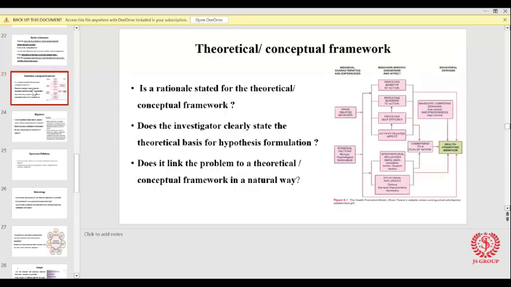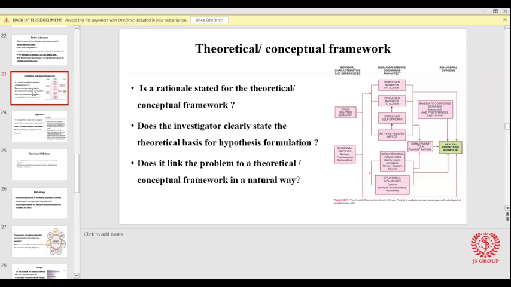Next, theoretical and conceptual framework. We all know theoretical and conceptual framework means we will take one theory, we will adapt some theory. It may be a nursing theory or social theory or psychological theory. That theory should be relevant to our research problem. That theory will have some interrelated concepts. We have to connect them using arrow marks. That is a theoretical or conceptual framework.